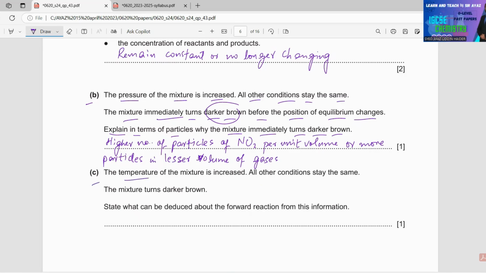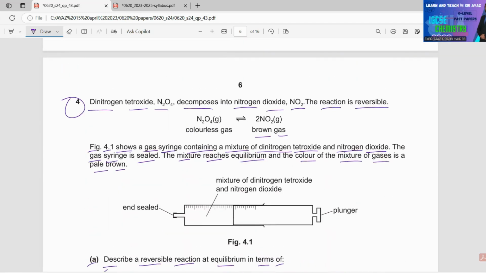C. The temperature of the mixture is increased, all other conditions stay the same. The mixture turns darker brown. State what can be deduced about the forward reaction from this information. If you're increasing the temperature, so what's happening? The mixture is turning darker brown, which means it's shifting to the right hand side, that is the product side. So forward direction must be exothermic. So delta H for the forward direction must be minus. Backward direction must be endothermic, which means delta H must be positive.